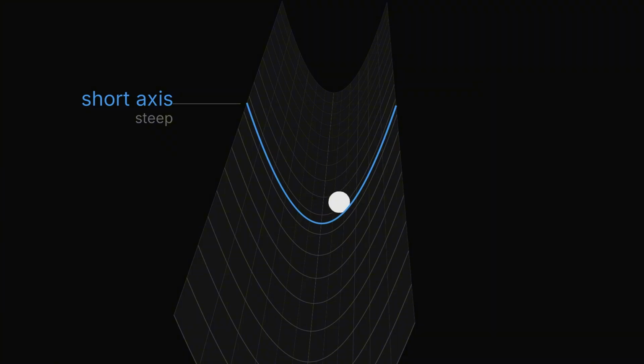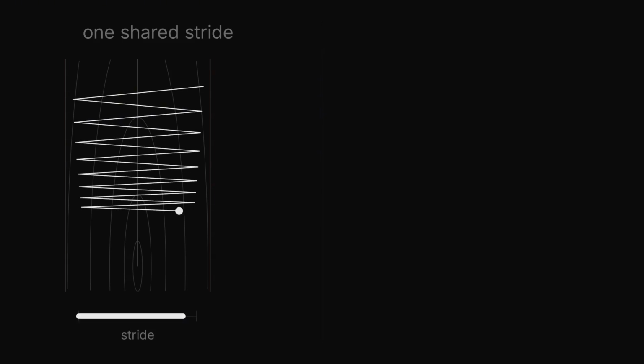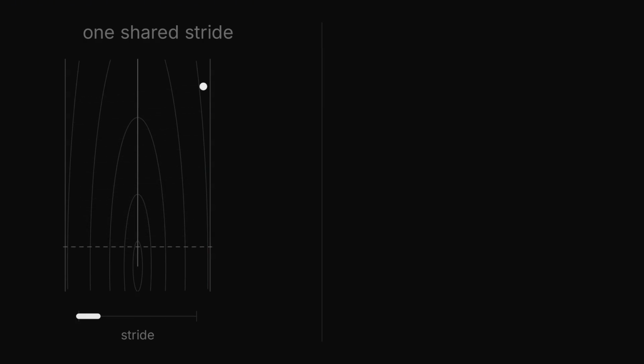Let's build the whole metaphor with pictures first. Picture a ball rolling inside a narrow ravine, a long, thin taco shell. It's steep across the short axis and gently sloped along the long axis. With one shared stride length, you're trapped. Make the stride big enough to make progress along the valley, and the ball bounces off the two steep walls. Make it small enough to kill the bouncing, and it crawls down the length of the valley, slower than a snail. Now, you've seen this ravine before.